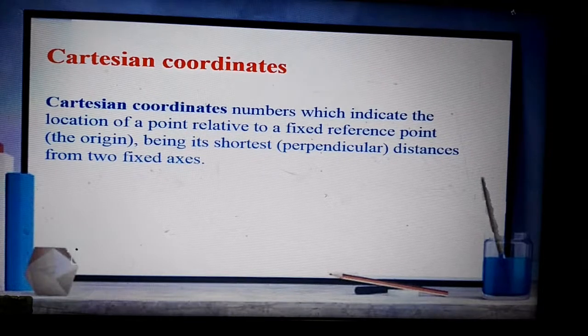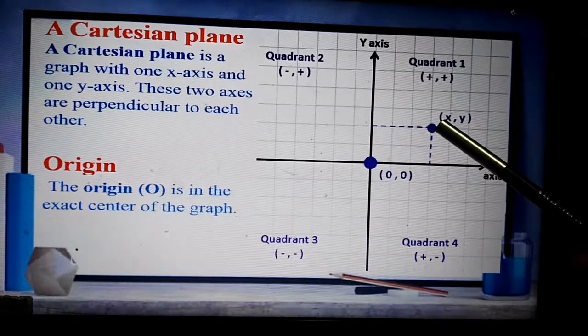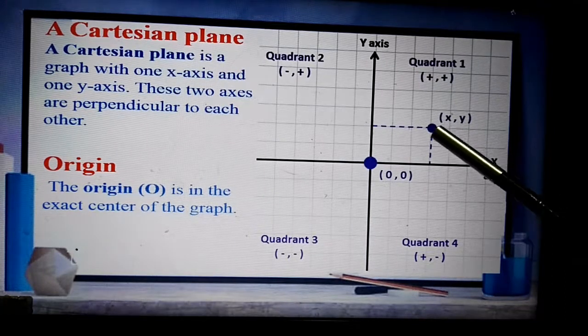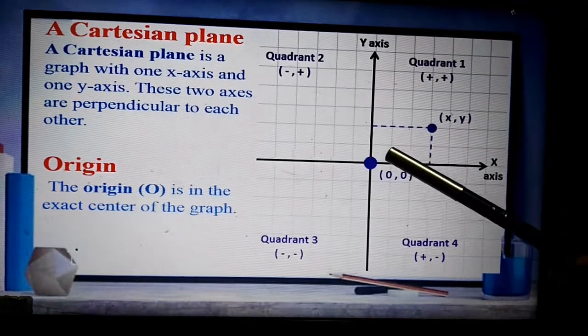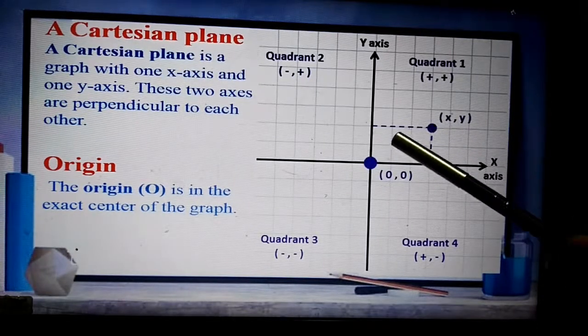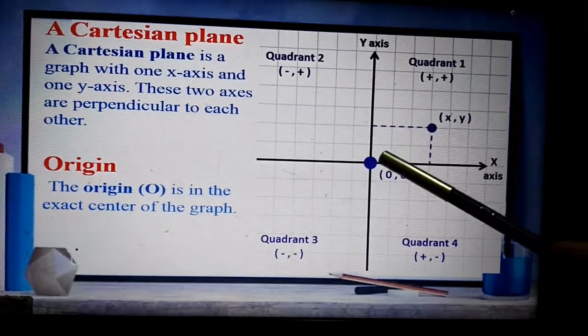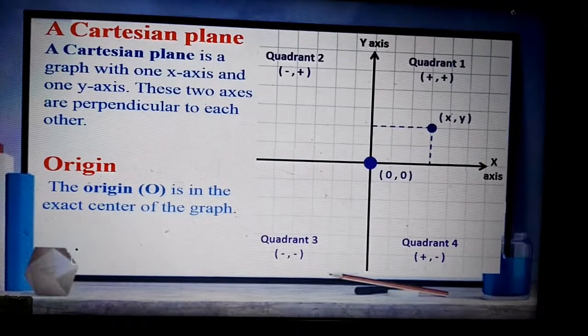Now, what are Cartesian coordinates? Cartesian coordinates are the numbers which indicate the location of a point relative to a fixed reference point, the origin, being its shortest perpendicular distance from two fixed lines. So if we have any point on the Cartesian plane, it has a distance from the x-axis and a distance from the y-axis, and basically this is the shortest distance to be measured.